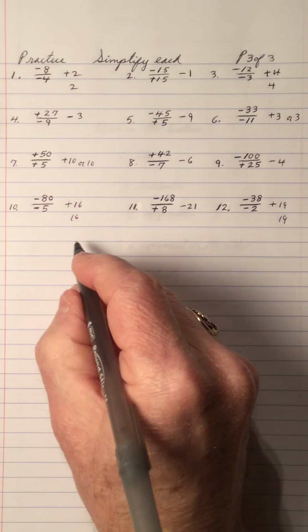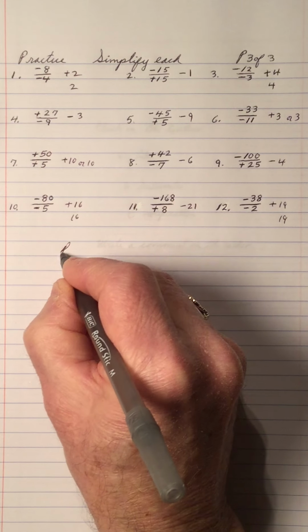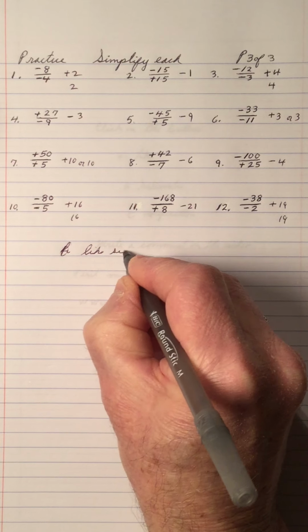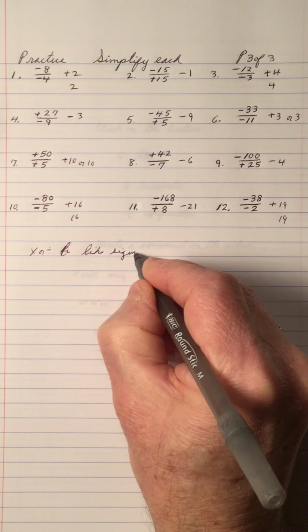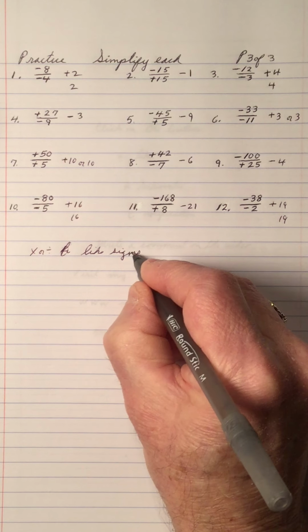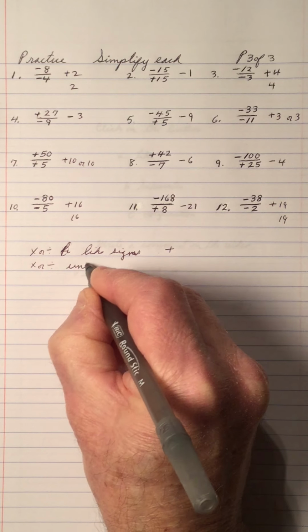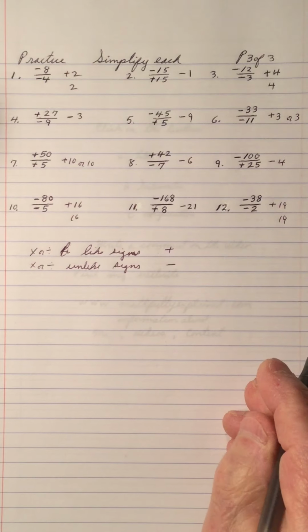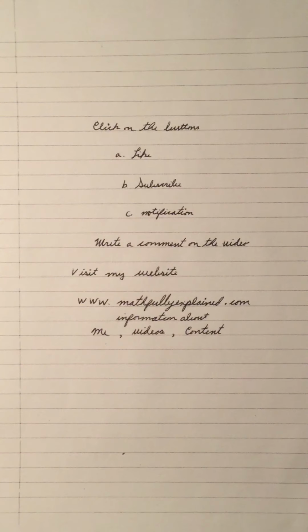So remember, what's the rule? When you multiply or divide like signs, what happens? You get a positive. When you multiply or divide unlike signs, you get a negative. Those are the 2 rules for multiplication and division of like and unlike signs.